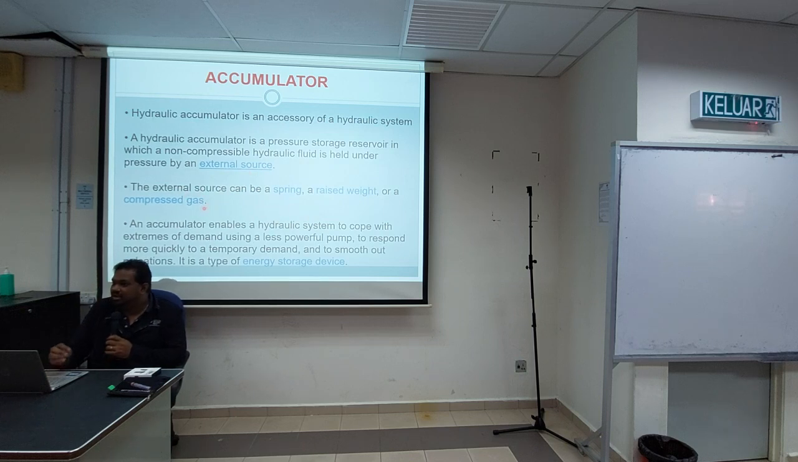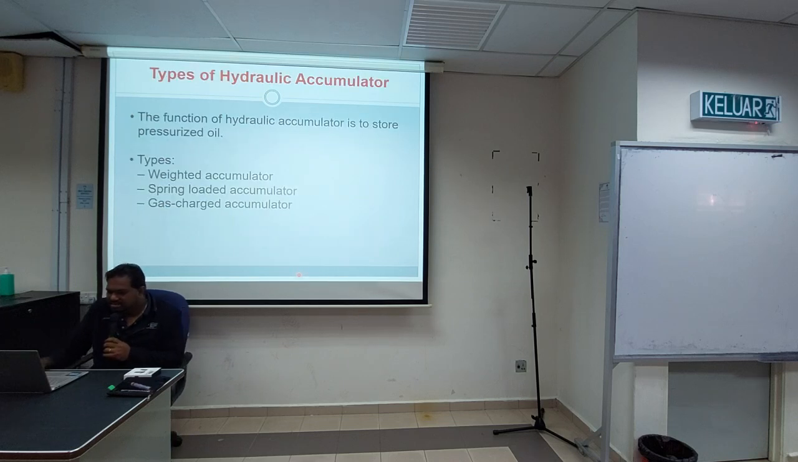Okay, so ada tiga jenis benda yang akan create the pressure. Okay, so kita akan tengok lah. So accumulator is actually an energy storage device. Okay, energy storage device. So ada tiga jenis accumulator. Okay, so function of hydraulic accumulator is to store pressurized oil. So three types: weighted accumulator, spring-loaded accumulator, and gas charge accumulator.